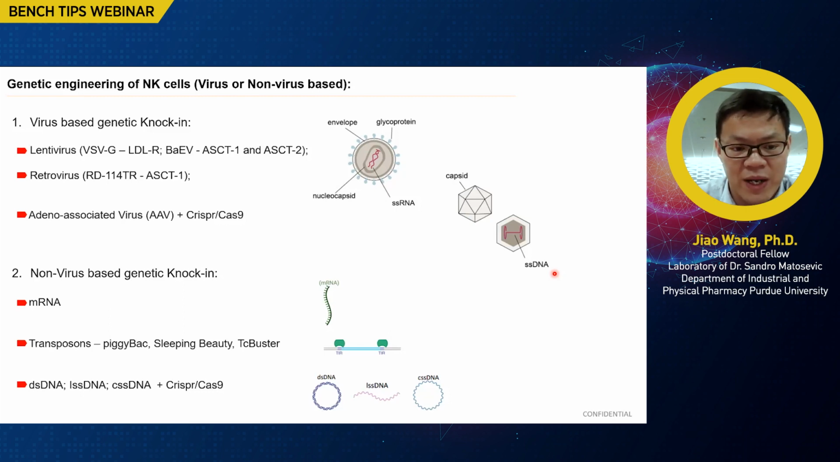Regarding non-virus-based genetic knock-in, there are a couple of ways, such as mRNA, which induces transient expression, and transposons such as PiggyBac, Sleeping Beauty, or TcBuster systems, which allow large payload knock-in, but still non-specific. Finally, there are different non-viral vectors, such as double-strand DNA, linear single-strand DNA, and circular single-strand DNA, plus CRISPR-Cas9 technology, which can give us specific locus knock-in.